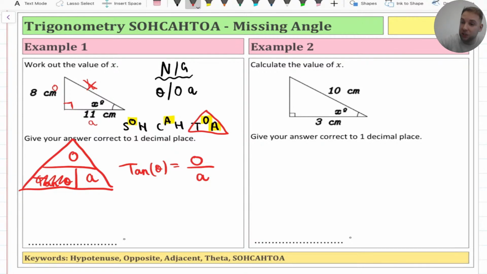And now what I need to do is substitute in. So I know that tan of theta is equal to my opposite, which is that 8, over the adjacent, which is 11.